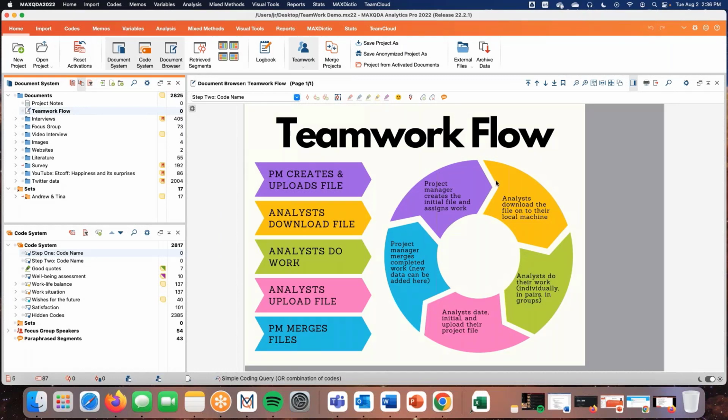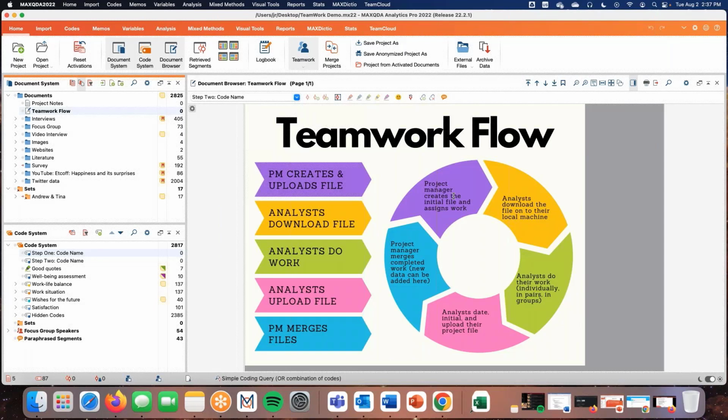If you play around with MAXQDA's Team Cloud, it's very similar to this in that the project manager is responsible for initiating these workflows and disseminating the files. Once they have access to them, then they're responsible for making the decision of which data wins out if there's any conflicts in any kind of merge or anything like that.